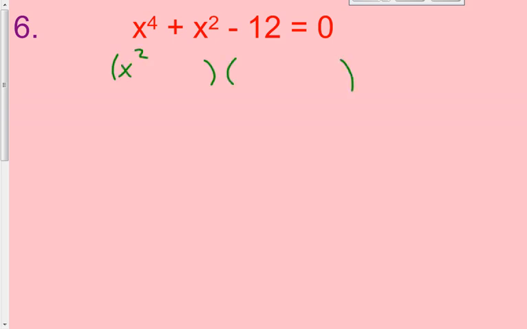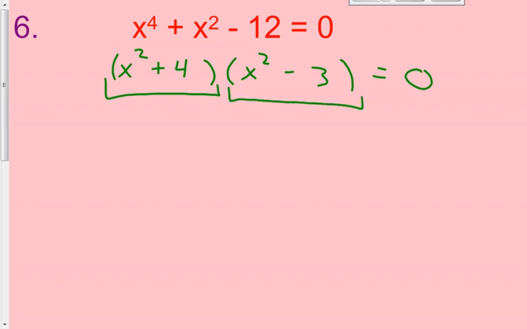X squared and x squared. Factors of a negative 12 that get you a positive 1 is going to be a positive 4 and a negative 3. At this point, you see 2 terms, and what should you always think of when you see 2 terms? Hopefully you think of the difference of 2 squares. If that was your thought process, very good. However, it was useless in this case because it's not the difference of 2 squares.